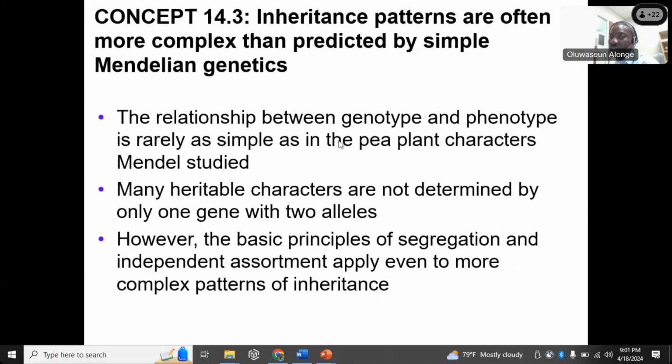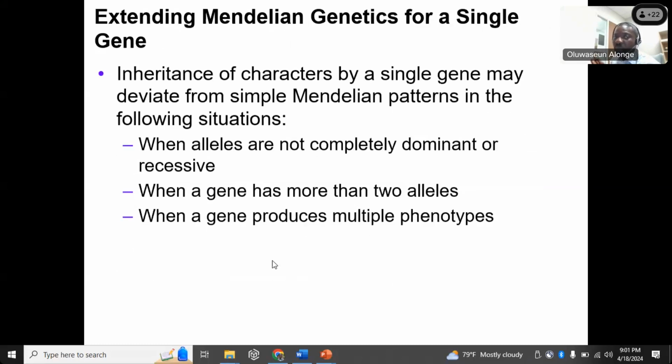Now, the relationship between genotype and phenotype is really simple, as in the pea plant characteristics that Mendel studied. Many heritable characters are not determined by only one gene with two alleles. However, the basic principles of segregation and independent assortment apply even to more complex patterns. Inheritance can be caused by a single gene, and it may deviate from the simple Mendelian pattern in the following directions. So we want to look at this very carefully, please.